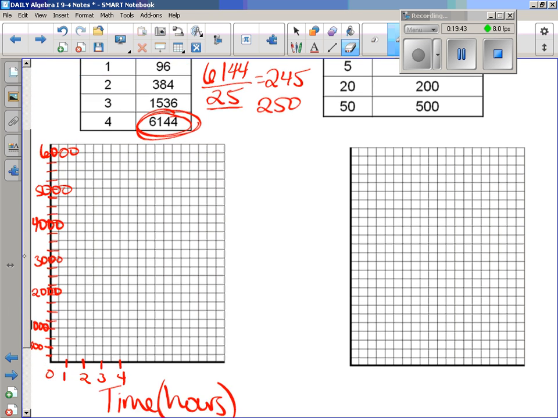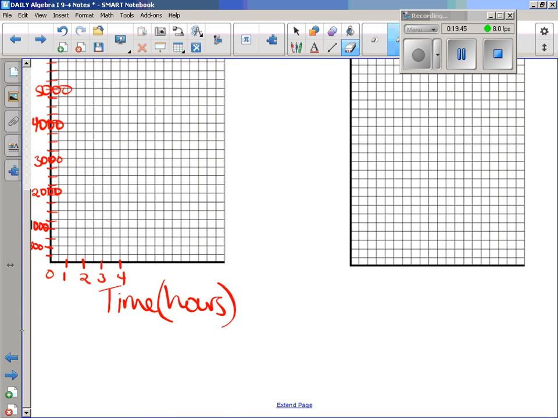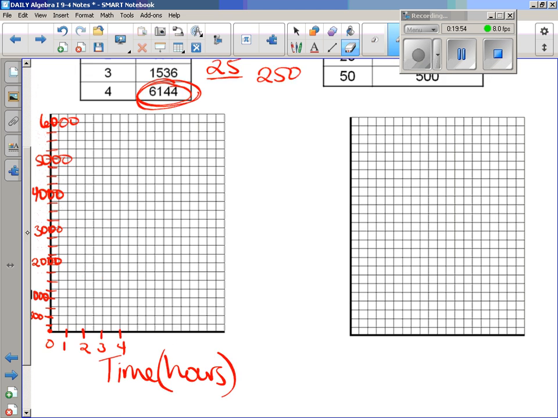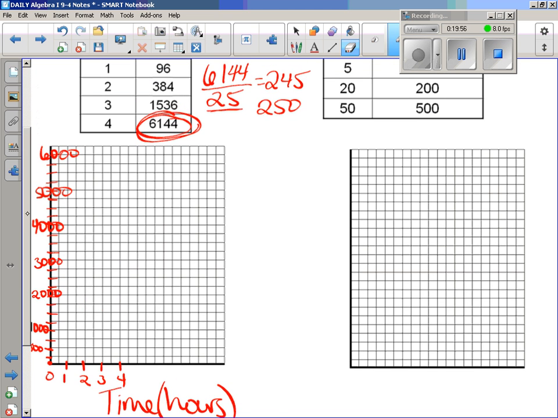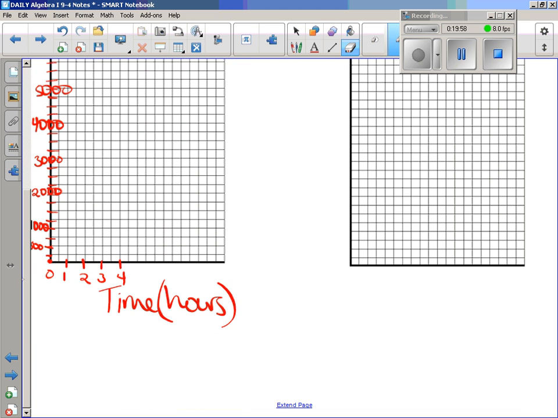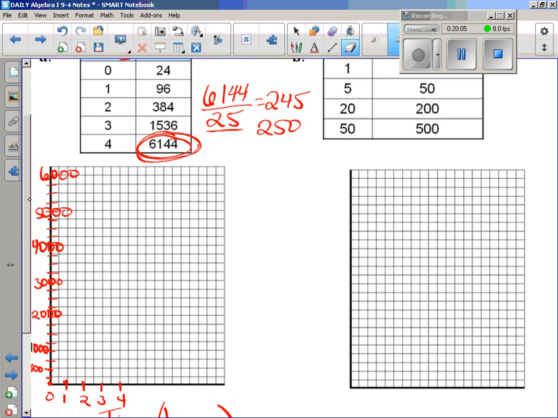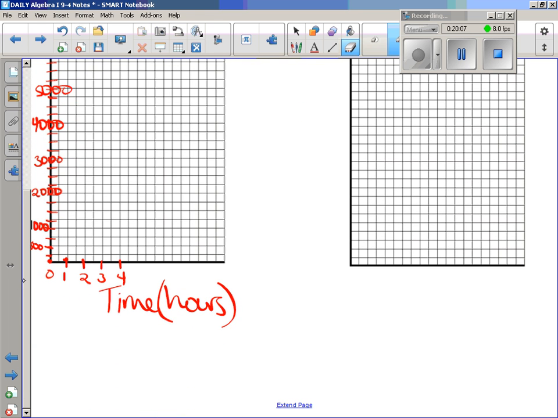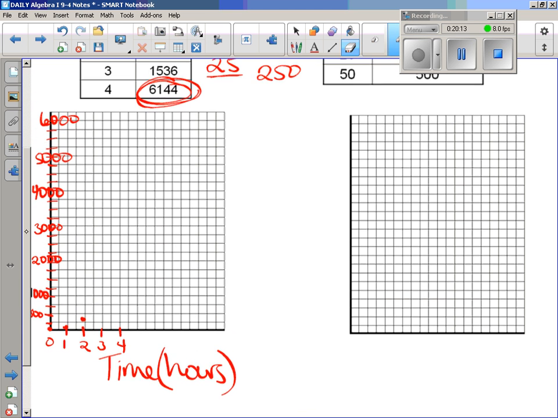So the point (0, 24). This first box is worth 250. 24 is almost pretty much just right at the very bottom corner. The next one, 196, is not going to be much higher because that 196 isn't even at 250 yet either. Then I've got (2, 384). So 384 is going to be a little bit above the 250 mark.